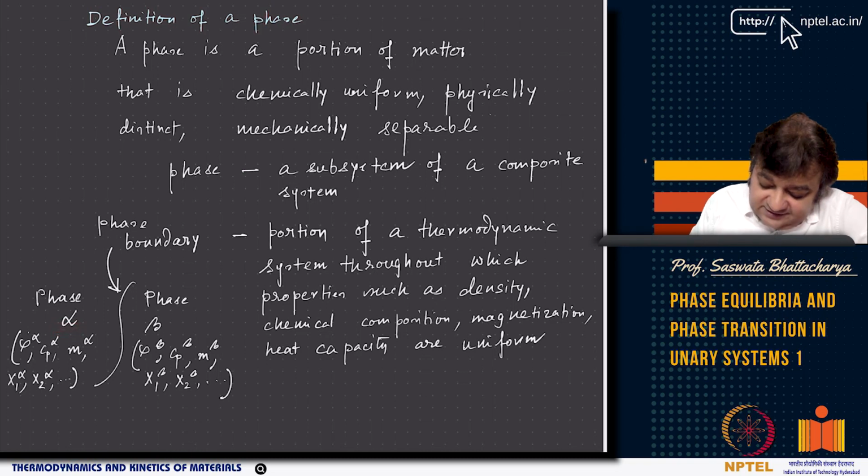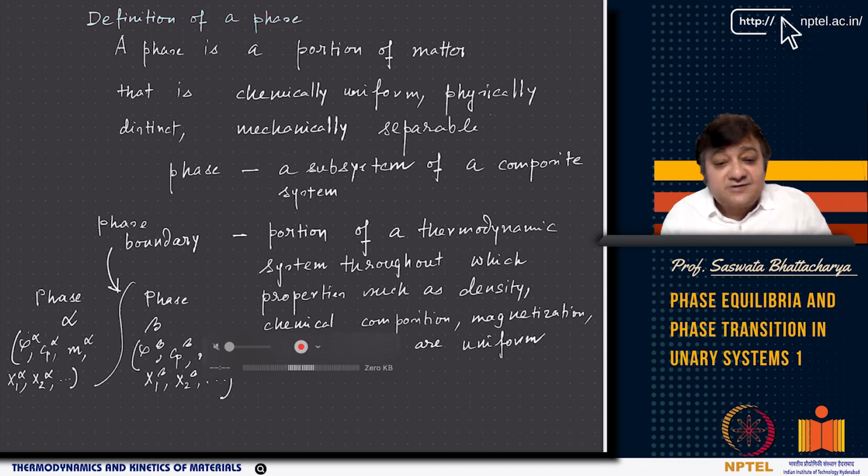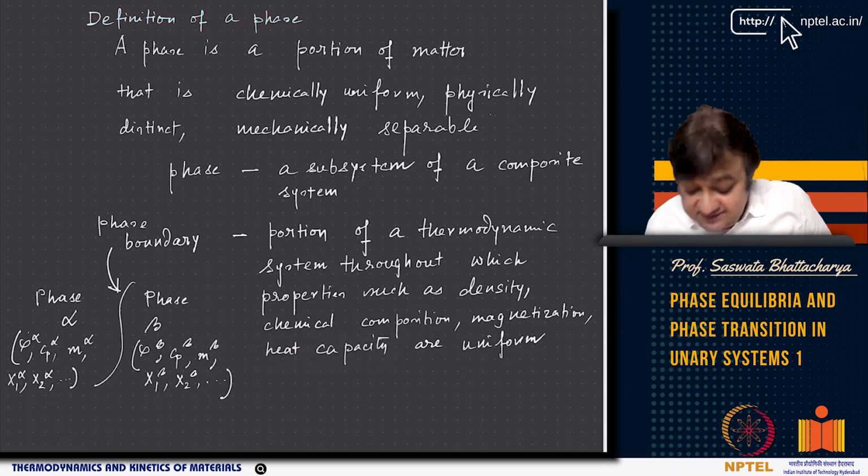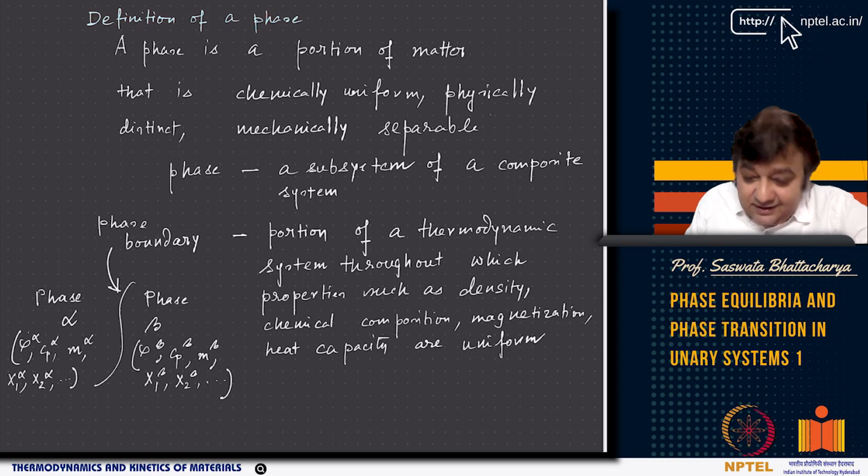How is alpha phase characterized? It will have rho alpha, which is uniform throughout. It will have heat capacity, which is again uniform throughout. Then it will have some magnetization, for example. It will also have mole fractions of different components that make up this phase, like x1 alpha, x2 alpha and so on, right? It will also have its own energy, its own molar volume, and so on. Similarly, phase beta has its own density, and it has its own molar volume, so therefore it has its own unique lattice parameter.